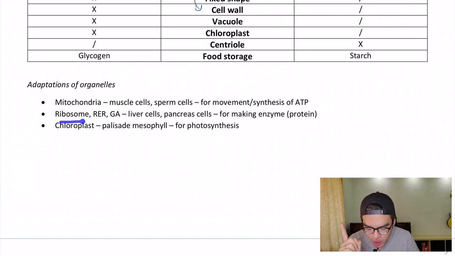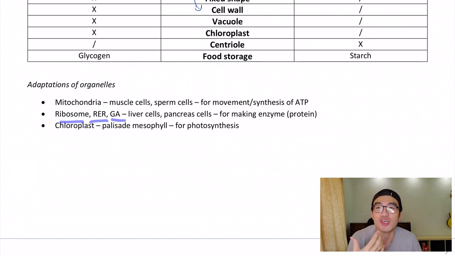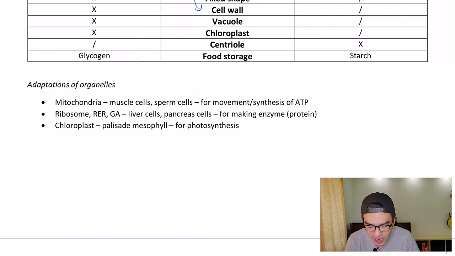Next, ribosome, rough ER, and Golgi apparatus. As we know, this is the t-shirt making machine. T-shirt being the protein. So any cells that synthesize protein need a lot of these three. So for example, your liver cells and pancreatic cells, because they produce enzymes.